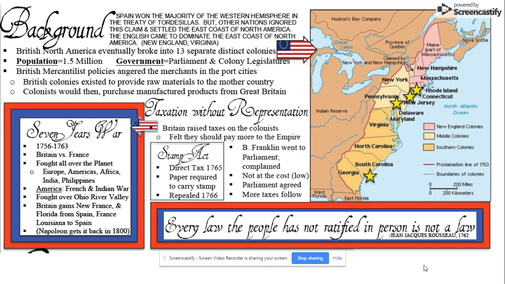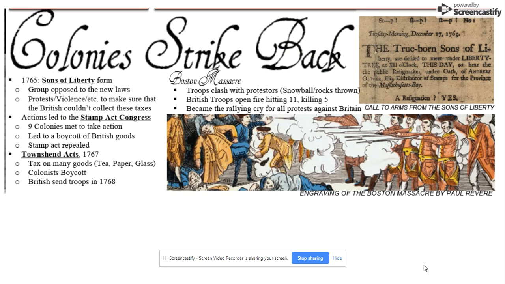So going back to Britain having taxes to help pay for the 7 Years' War, they start raising the taxes on the colonists. You get the Stamp Act, then the Sugar Act, all kinds of acts that we're not really going to go into. But just know that the colonists really didn't like the fact that they are being taxed without representation in Parliament. If they would have had someone in Parliament representing their interests, it might not have been so bad. But they're not. So that's when you get the whole no taxation without representation thing.